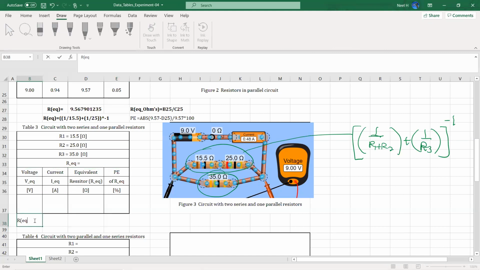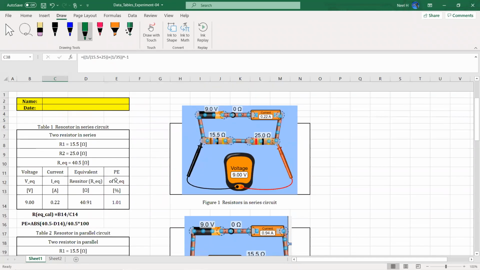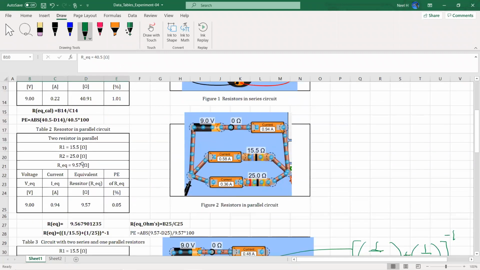Req equals, so let's do that in the next cell, equal sign, parentheses, another parenthesis, 1 divided by another parenthesis, 15.5 plus 25, close brackets again, plus parentheses 1 over 35, close brackets again, power hat sign minus 1. Okay. Now you can see that number is very different from any of the previous values. Okay, so that's the idea.